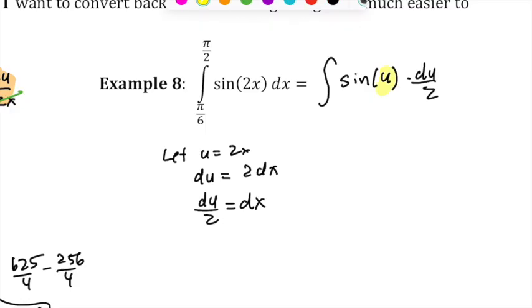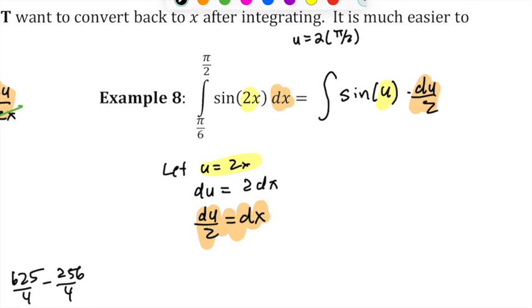And I'll highlight them just so you see where everything is going. And also, we do need to substitute in our boundaries. So 2 times pi over 2 is going to equal pi. That is my new boundary. And then 2 times pi over 6 is pi over 3. And so that's my new lower boundary.